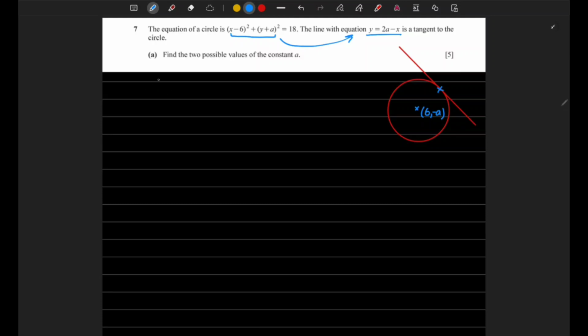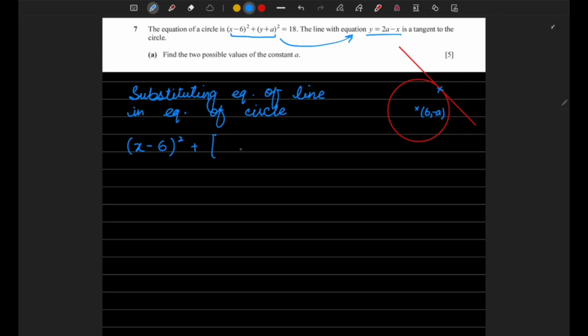Okay, so let's substitute the equation of the line in the equation of the circle. So we'll get (x minus 6) squared plus, what is y? 2a minus x, plus a, all squared, equals 18.